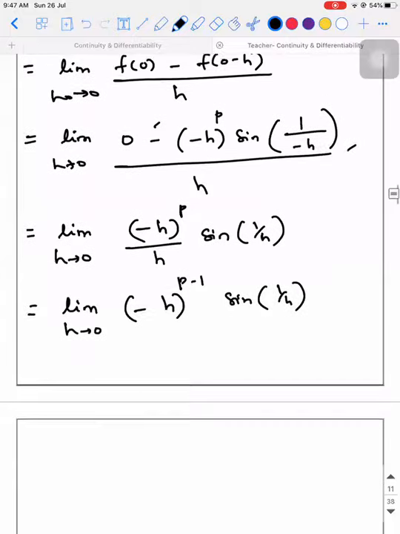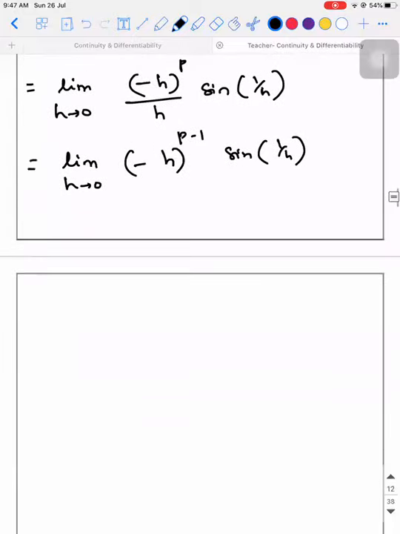Is that right? Next. Yes, sir. So this is the left hand derivative. I have not substituted anything. Okay. Now tell me what will be the right hand derivative. You guys write it in your notes and tell me.